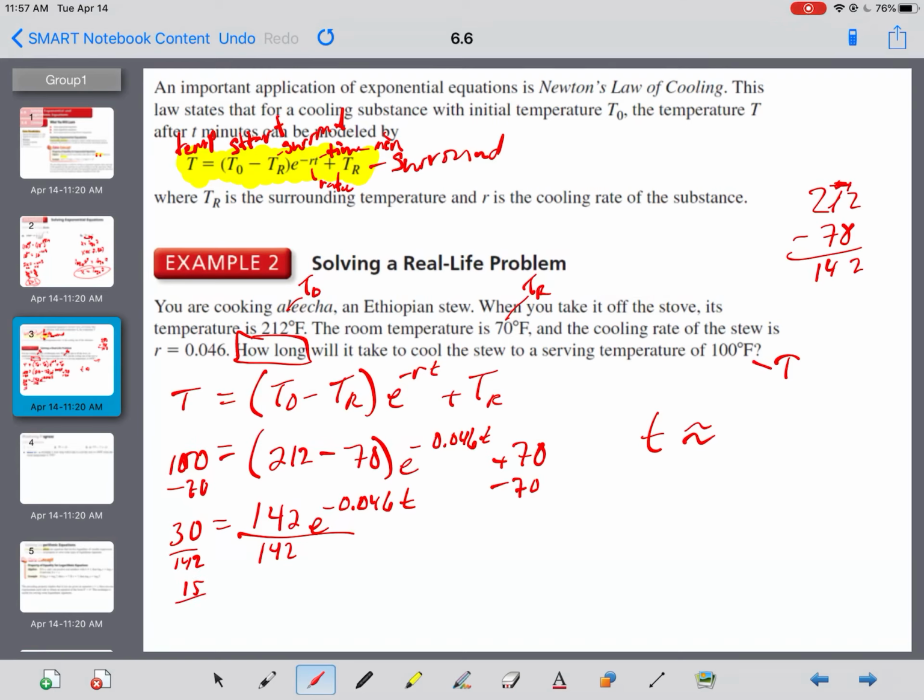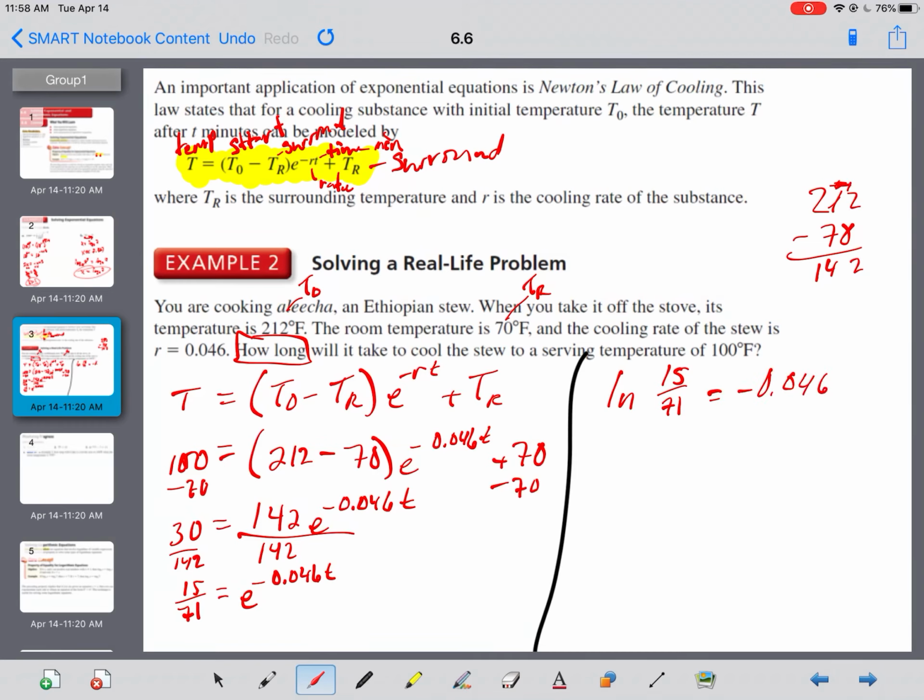Let's divide by 142. Those are both even, so I could shrink that down to 15 divided by 71 equals e to the negative 0.046 t. Then I need to get rid of the e base because I've got to get the t out of the exponent spot. To get rid of a base of e, I use the natural log. Whatever the base is, its log base of that is the opposite, the undo. So ln of 15 divided by 71 equals negative 0.046 t.